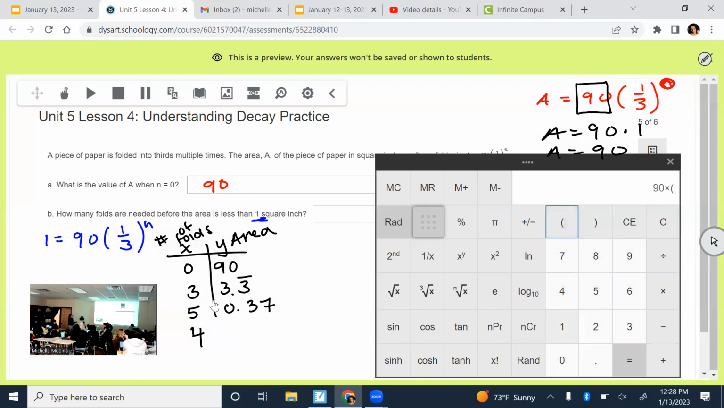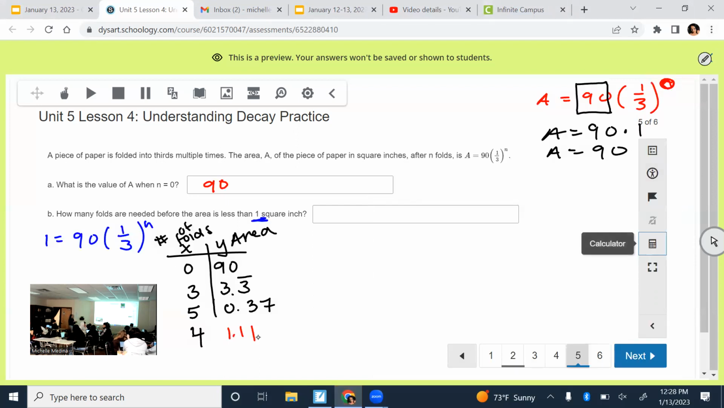So 90 times 1/3 to the 4th. And that's above 1. Okay, so it begins to be smaller than 1 at what N value? 5. So that's what you're typing in. Don't put 5 folds, just put the number 5. Don't spell out 5. Put the number 5. All right, questions?